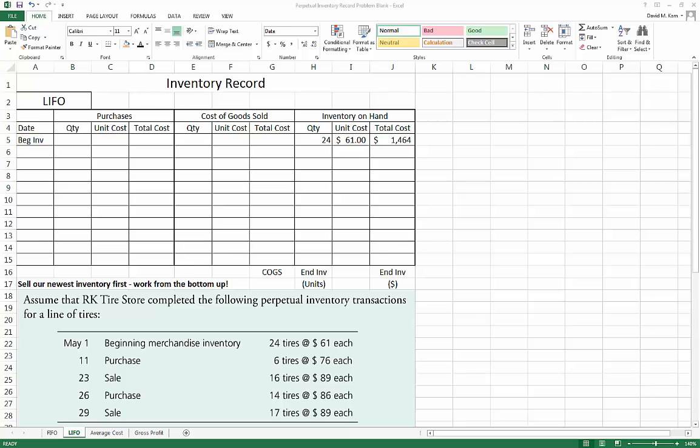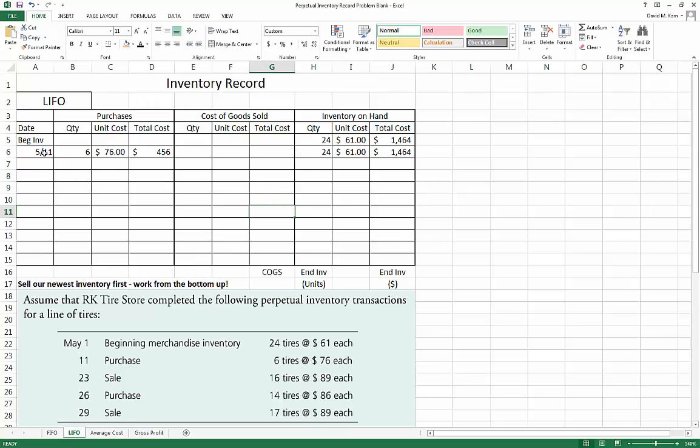Okay, I'm back with you now, and we'll go through the LIFO example of this. I've already entered the beginning inventory. That will always be the same if you're thinking of the data for each of these problems. Okay, so let's see what we have here. We're going to look at the 11th. We're making a purchase again. Again, we're buying 6 at 76 for a total of 456. And again, we will bring down the 24 at 61 for 1464.